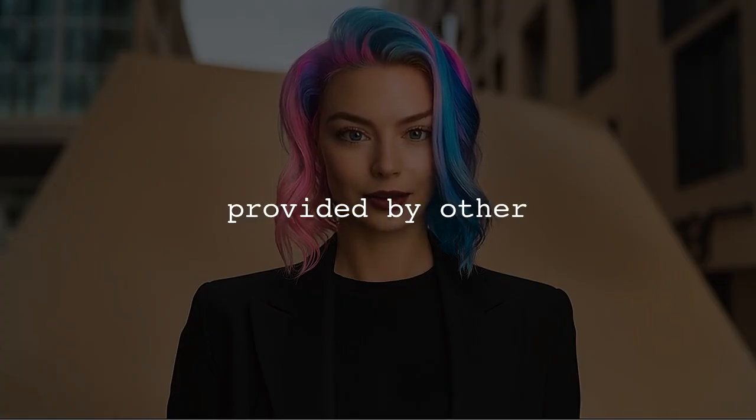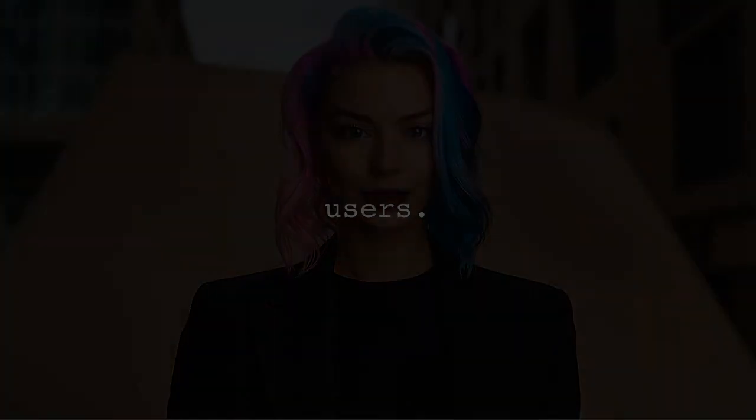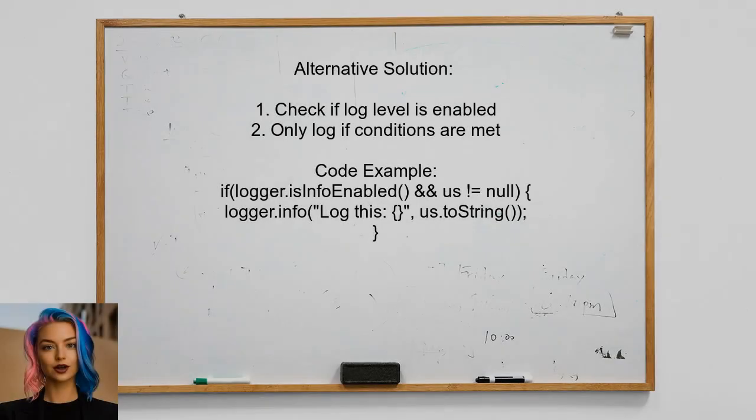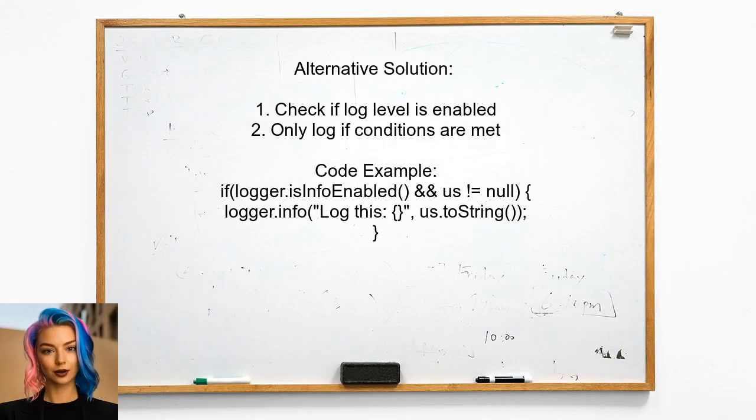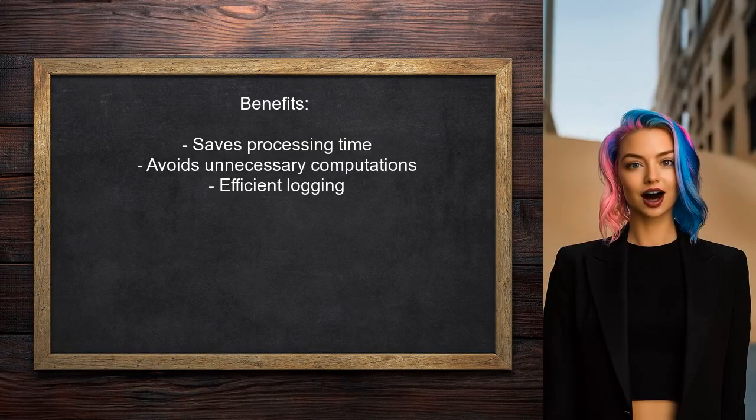Now, let's look at the answers provided by other users. An alternative approach suggested by another user is to check if the log level is enabled before invoking the logging method. This helps avoid unnecessary computations, especially if the log level is disabled. This method ensures that the inner code only executes if logging is actually needed, saving processing time and resources.